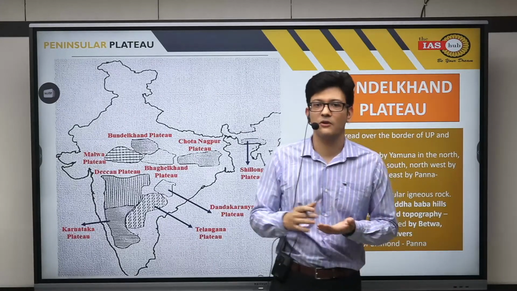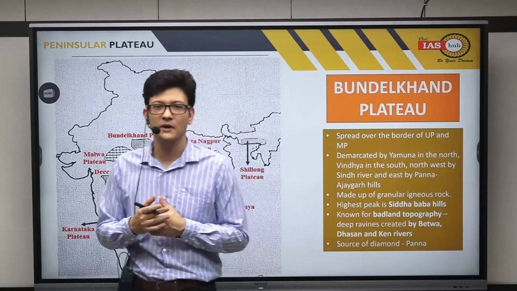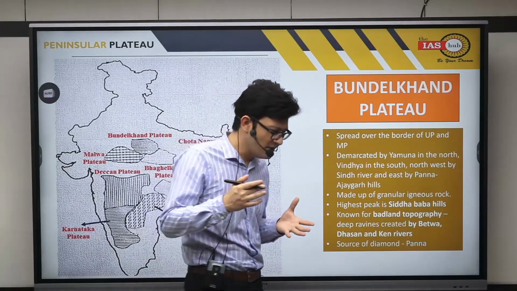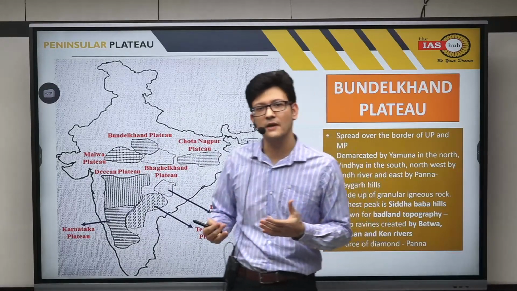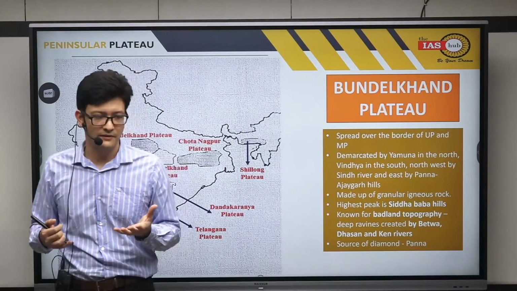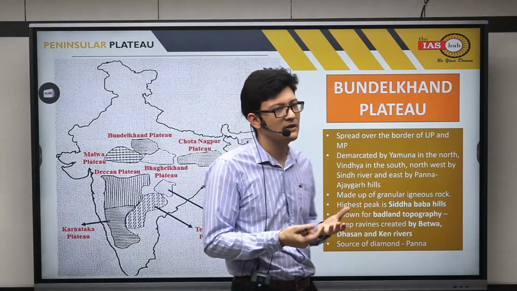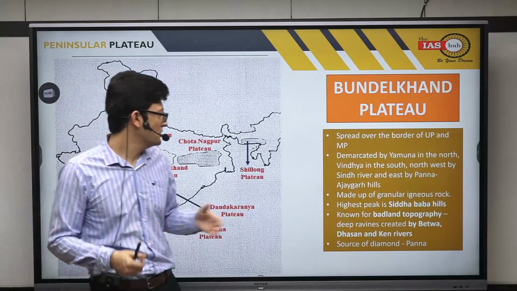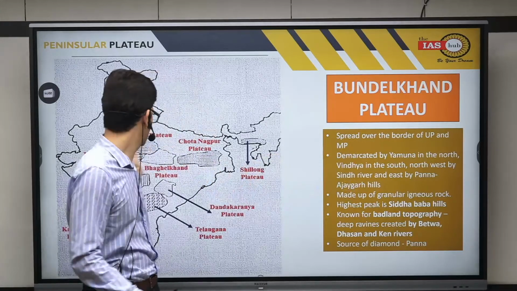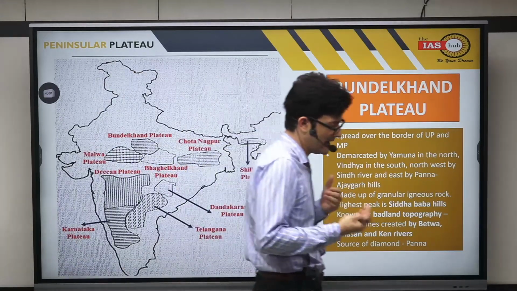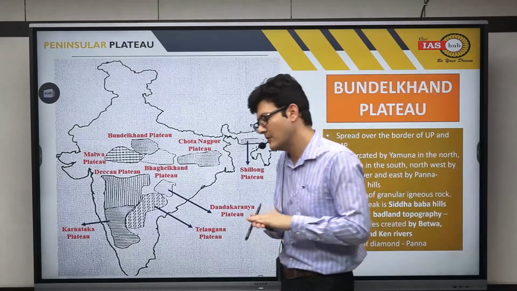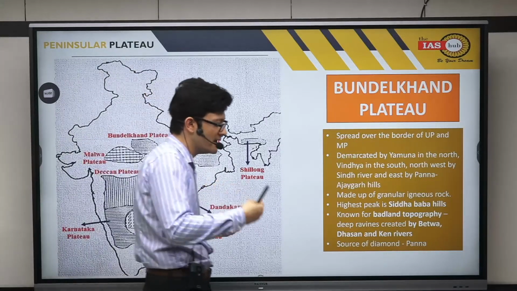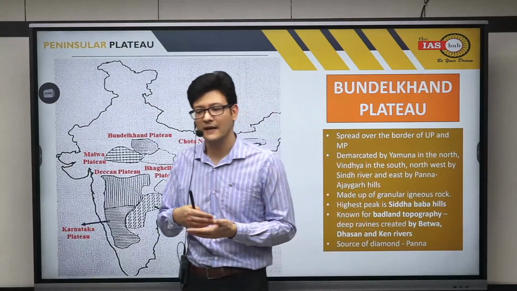In Badland Topography you will find ravines and gullies. These gullies are formed because this region doesn't receive rainfall in that much amount which other regions receive, and when they receive rainfall, some seasonal river which flows through it just washes away the top layer of the soil over here. So you will find the granular igneous rocks because this is a part of the Peninsular Plateau. The basic material of the Peninsular Plateau is igneous rock or basaltic lava, and over that whatever sedimentary deposits have been deposited over the period of time, they got eroded.